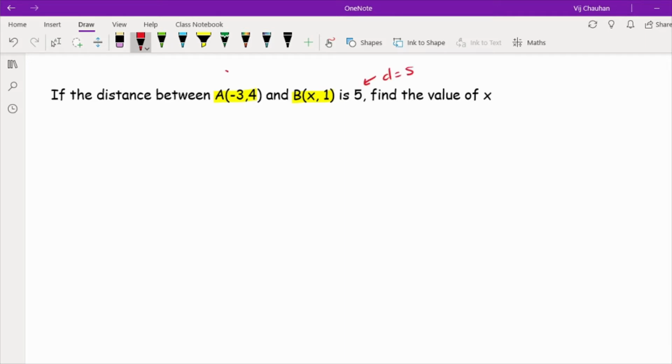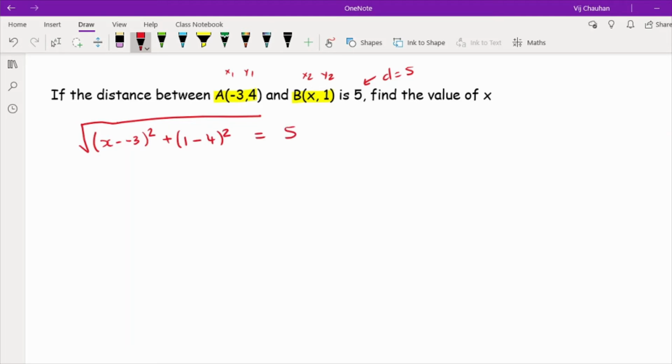So if I start by labeling my coordinates x1, y1 and x2, y2, all I've got to do is substitute the numbers in. Well, I don't need to write D because I know what D is. So here I've got, start opening my square root, I've got x2, which is x, minus minus 3 squared, plus 1 minus 4 squared, and that all is going to equal 5.